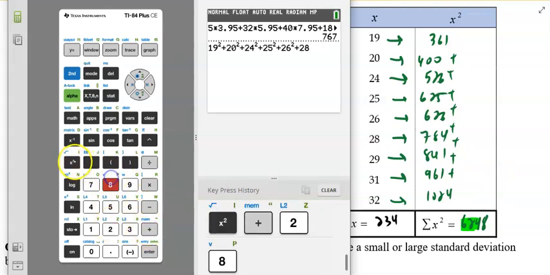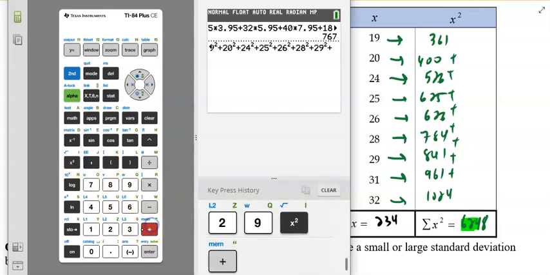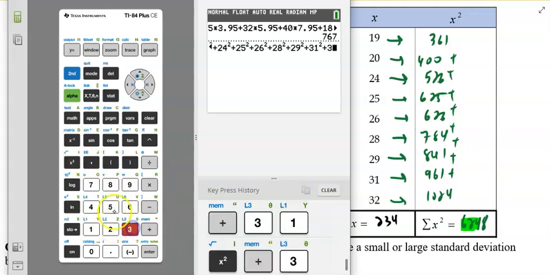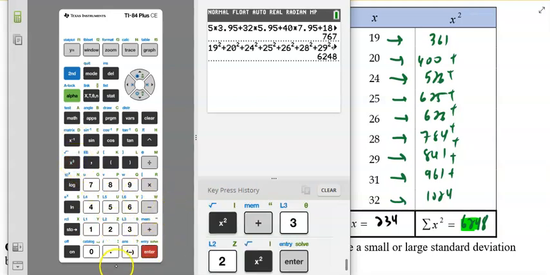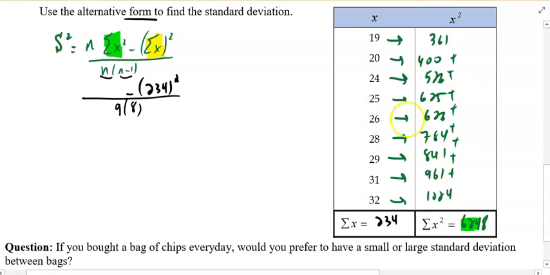26, 28, 29, 31, and 32. And there it is. And that's how we do it.